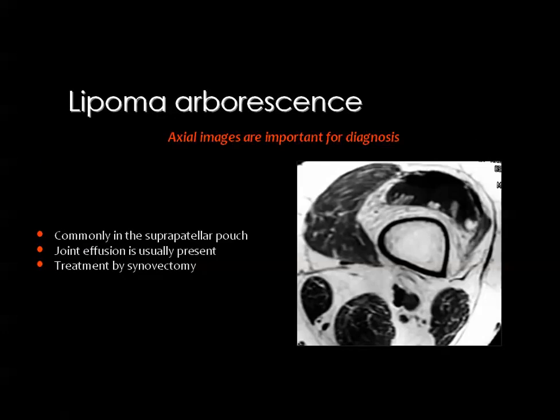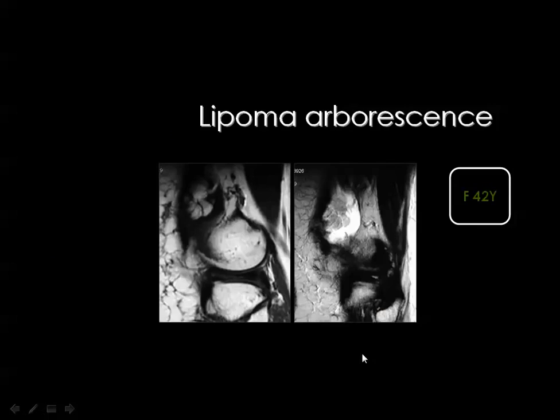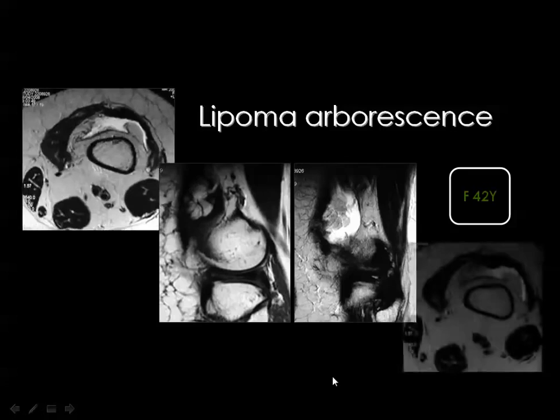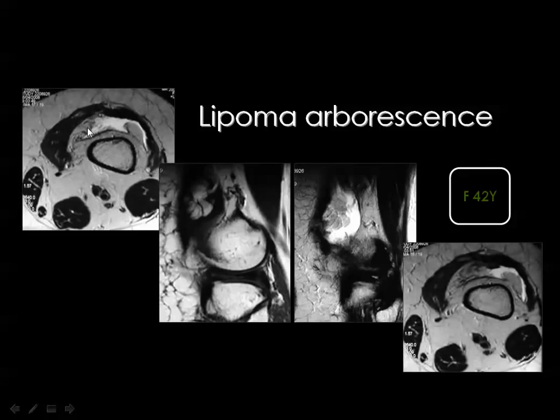Also, you may appreciate the presence of lipoma and also lipoma arborescens within the joint in the axial images, because in the axial images you are able to see the borders of the synovium, and it's easy for you to see that these fatty projections are contained within the synovium itself. This is a lipoma arborescens, T1 and T2 weighted images, and this is the axial image where you can see that the fatty masses are confined within the borders of the synovium.